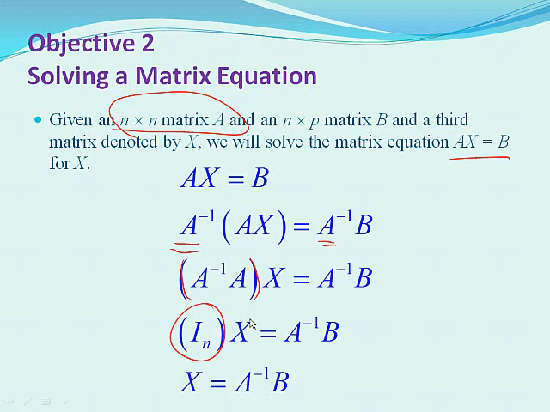If you multiply X with an identity matrix, it will be the same as X. So on one side we will get the unknown, and on the other side we will get A inverse B. Our solution will be obtained by calculating this matrix product, A inverse times B. So this is the solution.